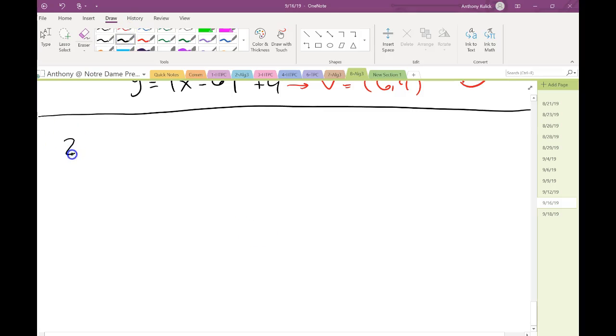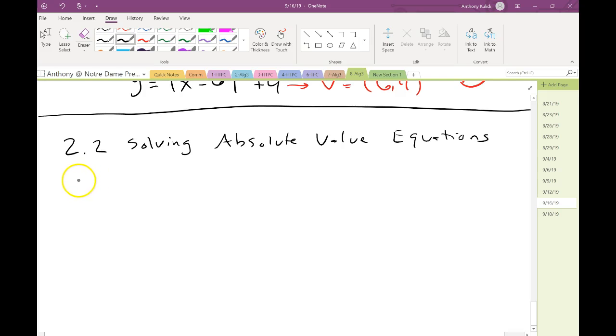And section 2.2 is about solving absolute value equations. So we're going to lead off with a simple example. Let's say we want to solve the absolute value of x is equal to 5.